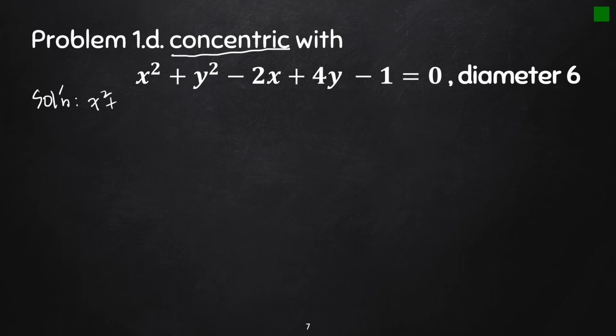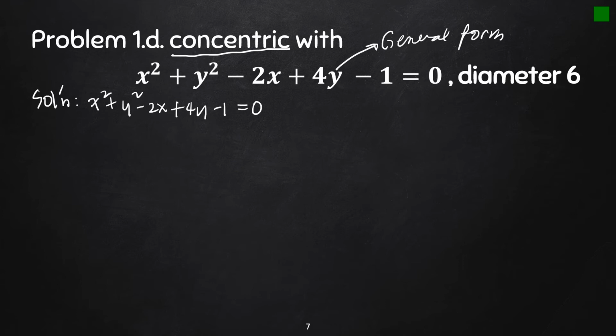Alright, so since they are concentric, therefore, x squared plus y squared minus 2x plus 4y minus 1 equal to 0. Let's try to find the center of this. To do that, we need to rewrite this equation into the center-radius form, or the standard form of the equation of the circle. Because as you can see, this equation is in general form. As you can see, 0 is on the right and the rest of the equation is on the left. All the values not equal to 0 are on the left.